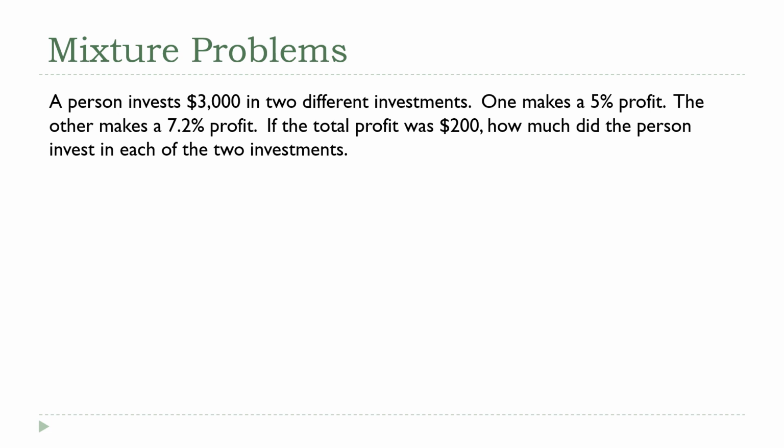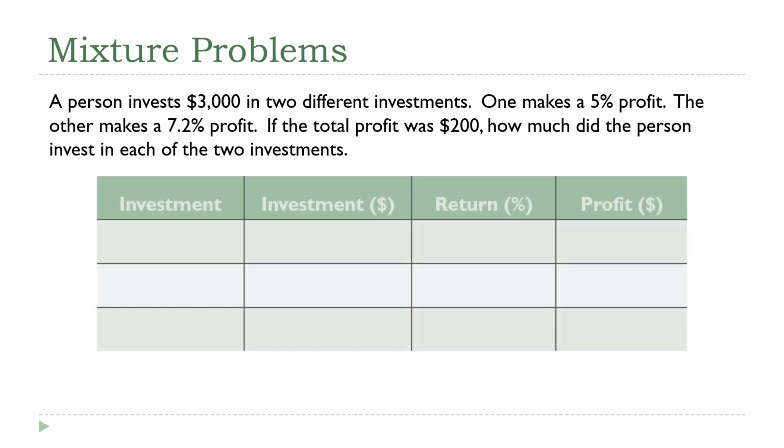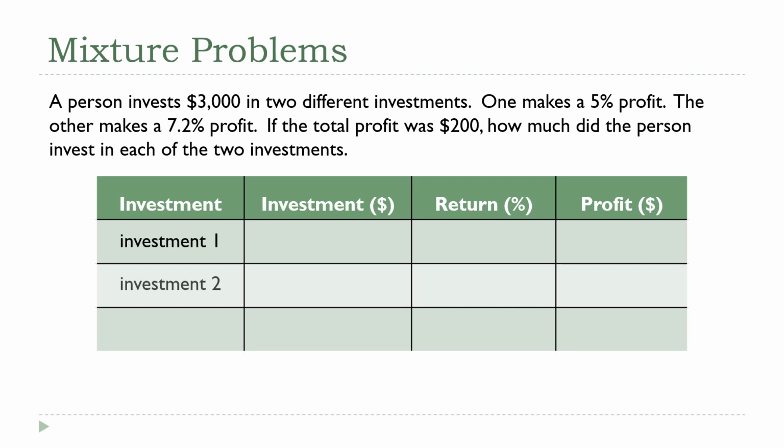Okay, so let's see how we can do this. We're going to apply the same kind of table-based strategy that I've used before. I'm going to make a table with 3 rows: one for the first investment, one for the second investment, and one for the mixture, if you will, the total investment. Now, look at the column headings. I'm going to put the amount invested in each investment in the first column, the percent return in the middle column, and the profit in the last one.